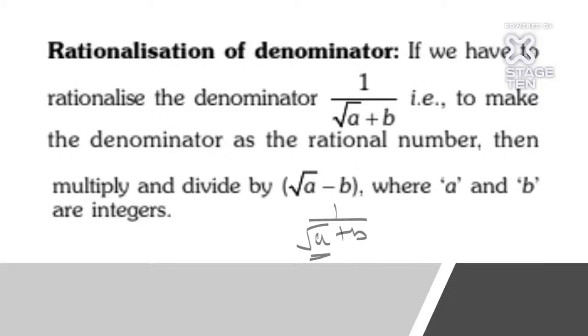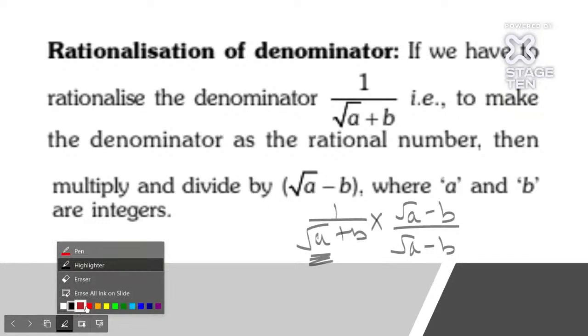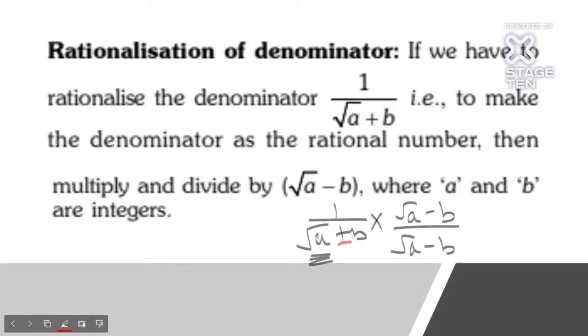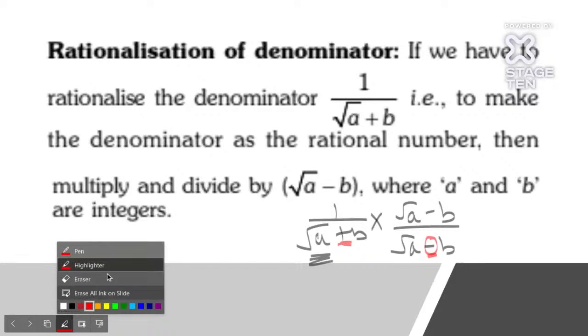Now, the denominator is irrational. So, if I have to convert it into a rational number, that is what rationalization means. What I have to do is multiply and divide the number by root a minus b. Why minus? Because if this is positive, in the factor I am going to change the sign. So that is what rationalization actually means.